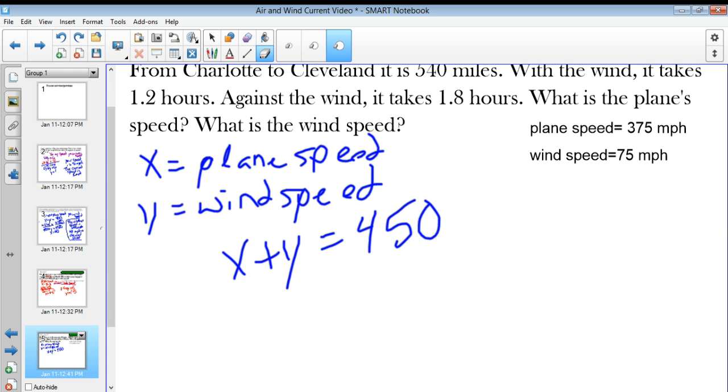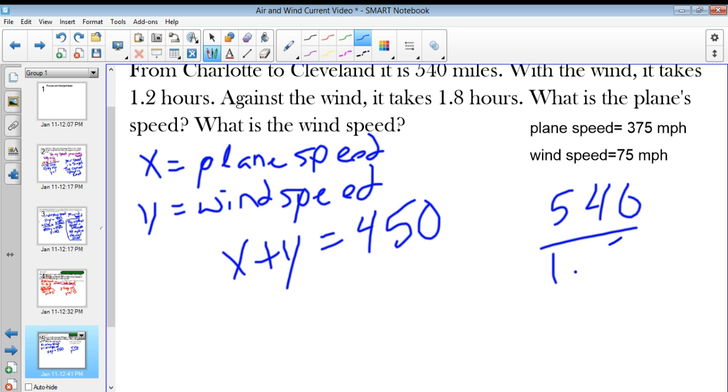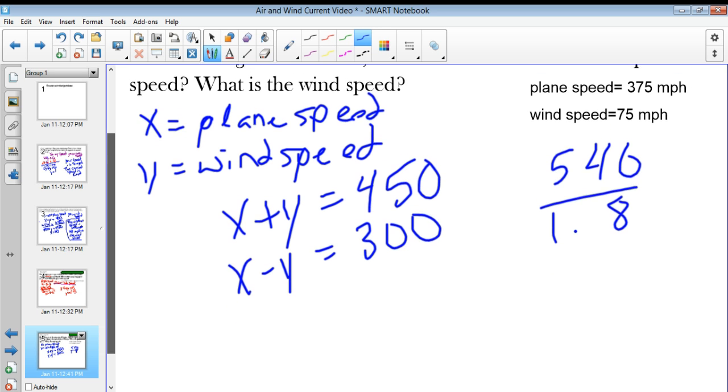If I were going to be traveling against the wind, that takes me 1.8 hours. So I'm going to do 540 divided by 1.8, and that will equal 300 miles per hour. So there's a whole difference of 150 miles per hour here.